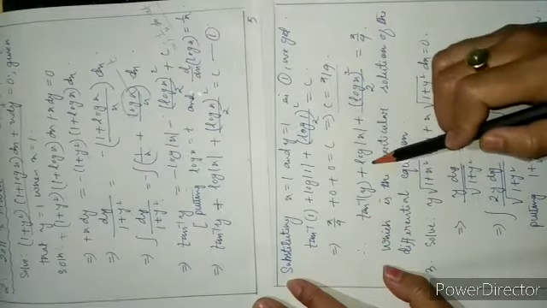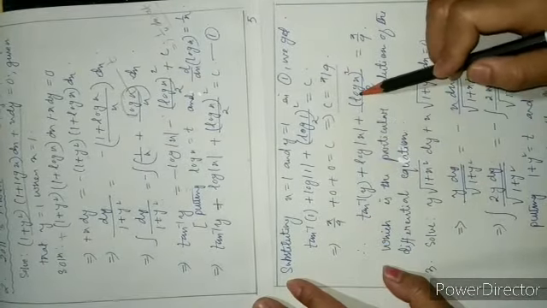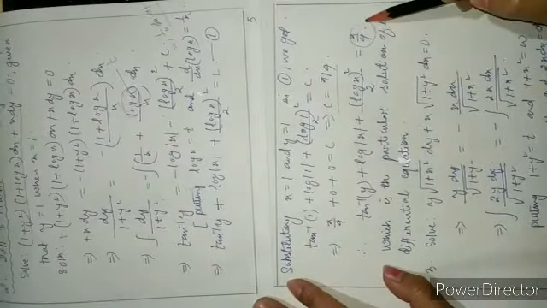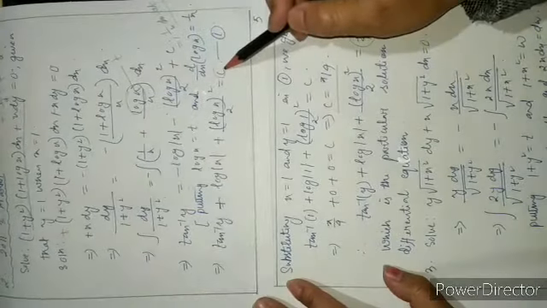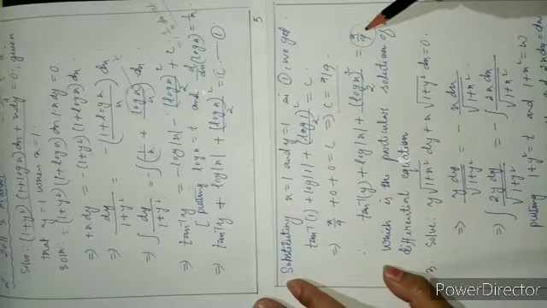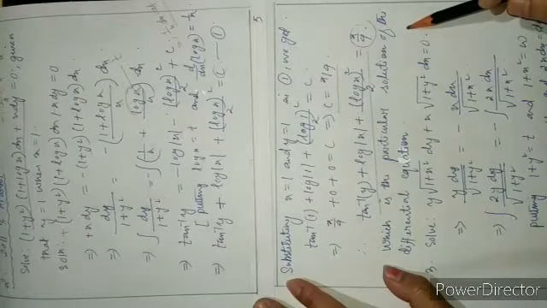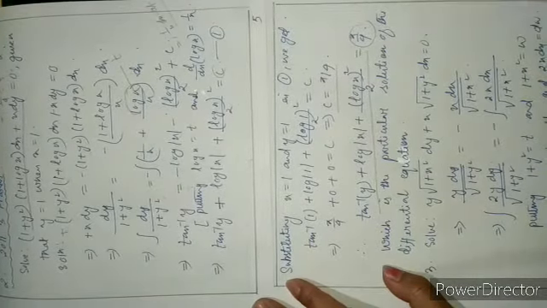Therefore, tan inverse of y plus log modulus of x plus log x whole square divided by 2 is equal to pi by 4, where pi by 4 is the constant, and this is the particular solution of the given differential equation.